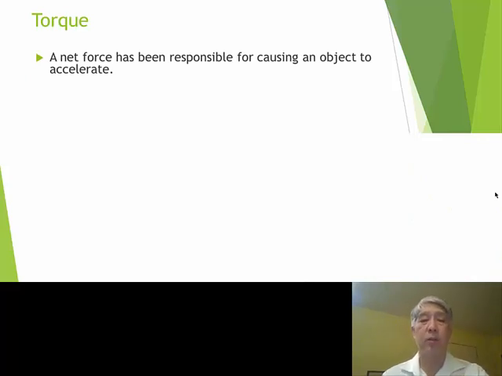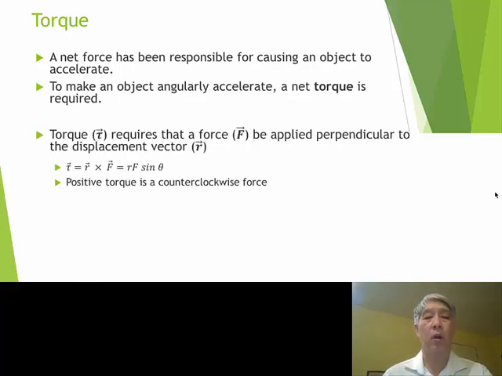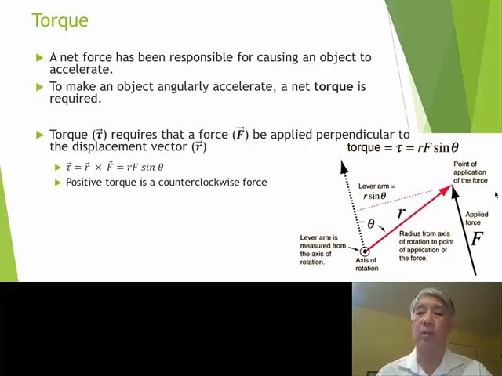Just to reiterate, these slides are a repeat from the first video, but a net force is going to be responsible for causing an object to accelerate, and torque is r cross F, or basically the perpendicular component of force times the displacement vector, or how far away from the point of rotation. Just to remind you, positive torques are going to be when the force generates a counterclockwise rotation, and a negative torque will be a clockwise rotation.